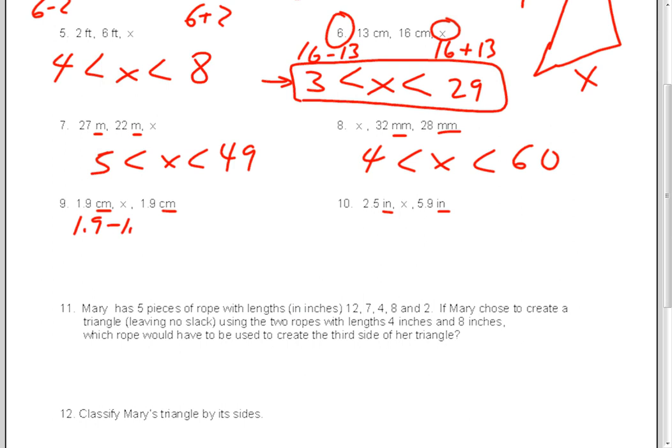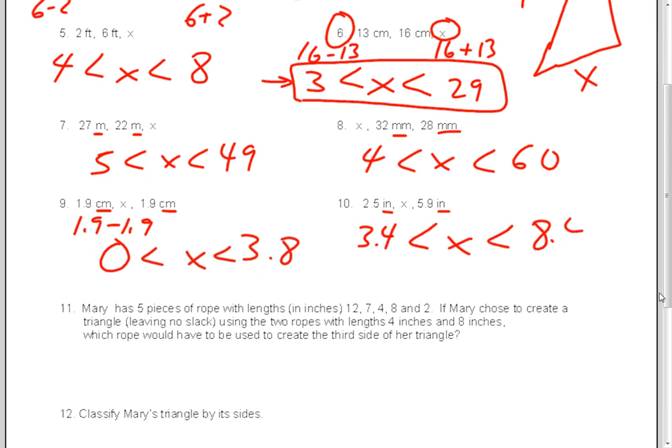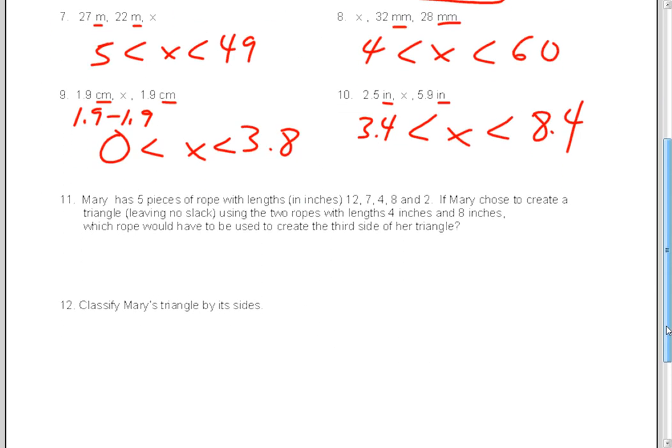What's 1.9 minus 1.9? 0. It's okay to have your boundary as 0. It just means that x has to be above 0. We have 3.4, 8.4. Everything else you're going to see is going to be some sort of variation on that.